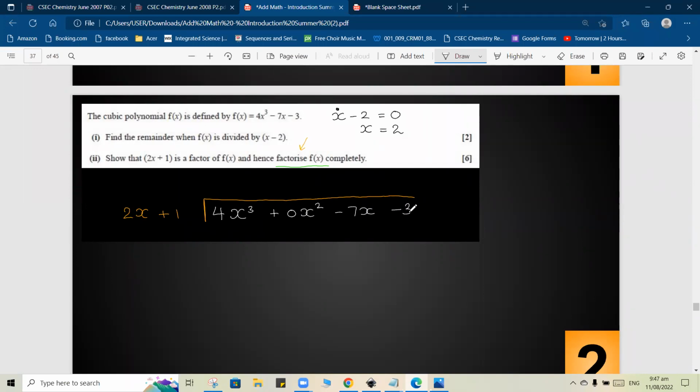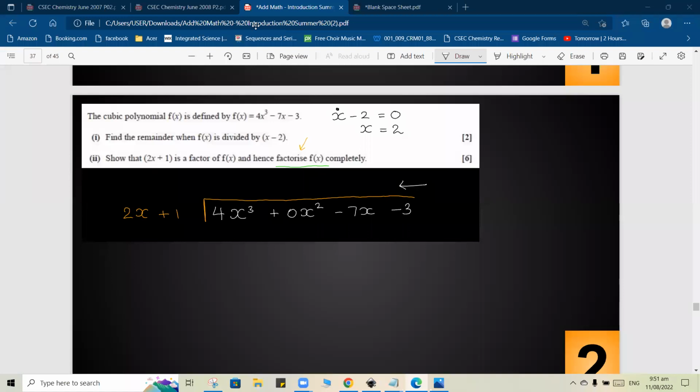And when you divide this, if this is truly a factor, you will end up with 0 down here. And better yet, you will get the quadratic on top. And once you get the quadratic, we can factorize it. Let's see if you really get 0 when we divide. 2x, you'll get 2x squared here.